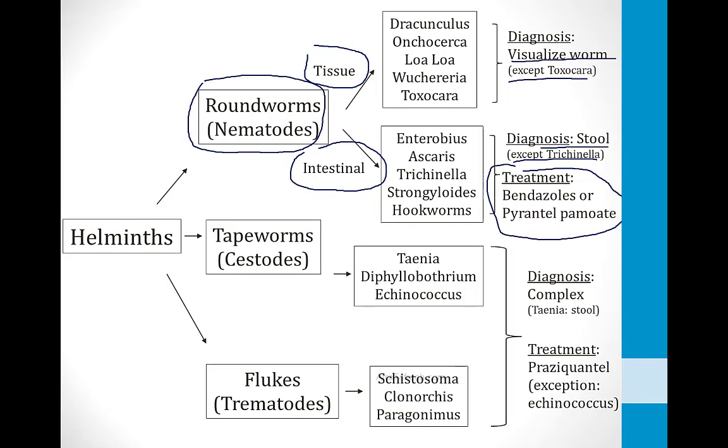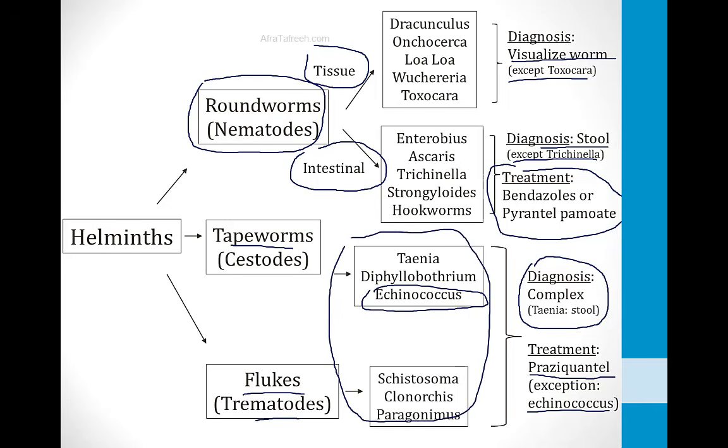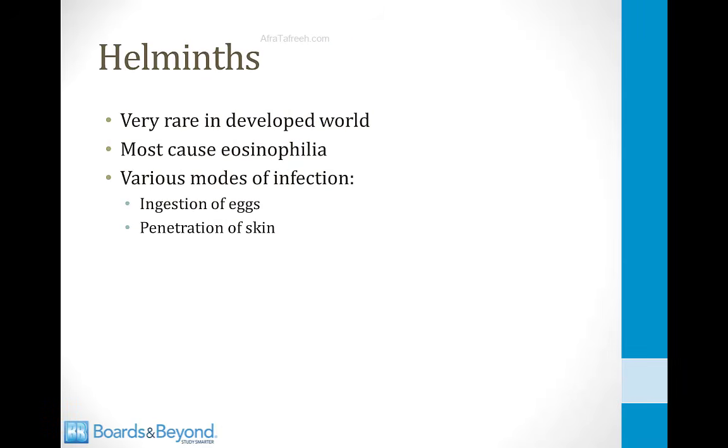For the worms down at the bottom, these are the tapeworms or cestodes and the flukes or trematodes. And in general, the diagnosis of these infections is complex and it's fairly low yield for you to worry about. Another thing that's common among the tapeworms and flukes is that they can usually be treated with praziquantel. The one exception is echinococcus, which we'll talk about later. That's this one right here. But otherwise, you can think of praziquantel as a treatment for all of these helminths down at the bottom of the screen.